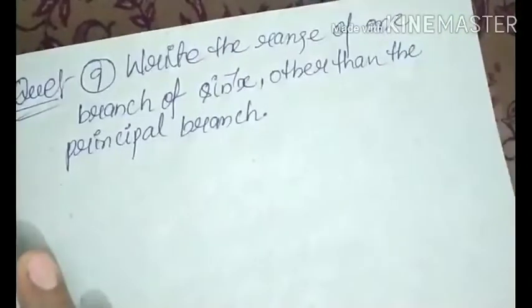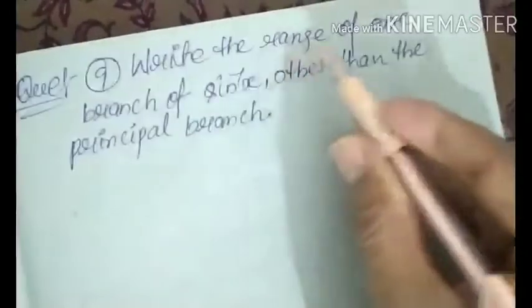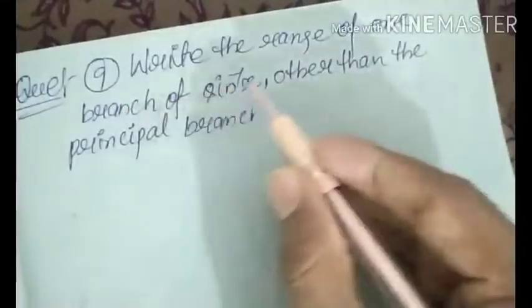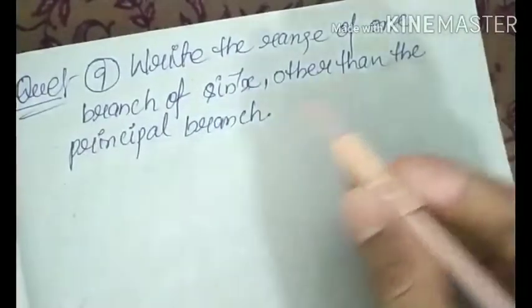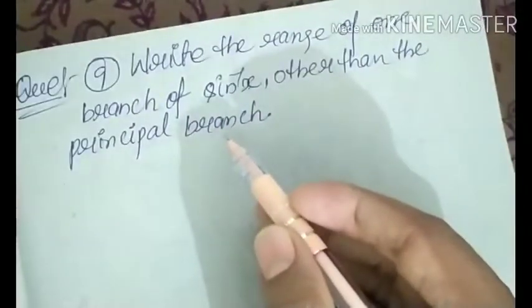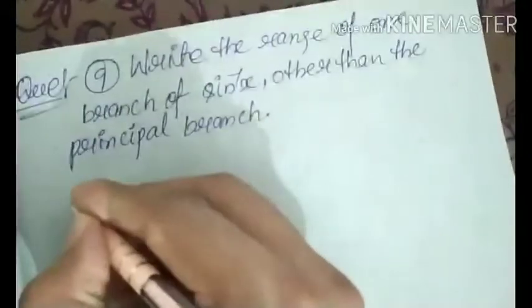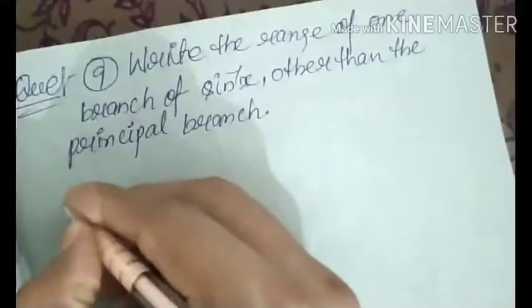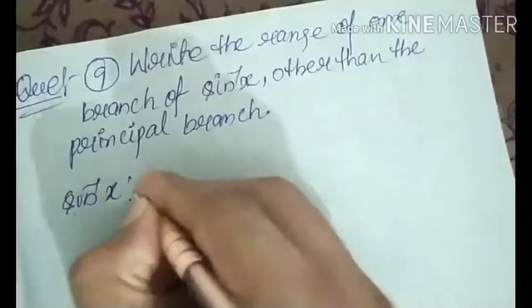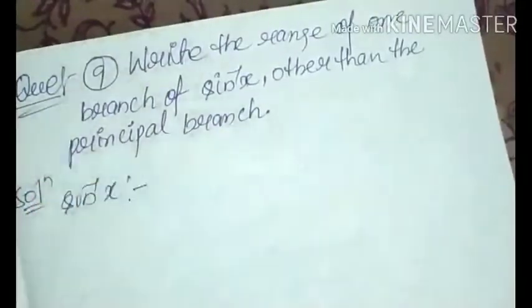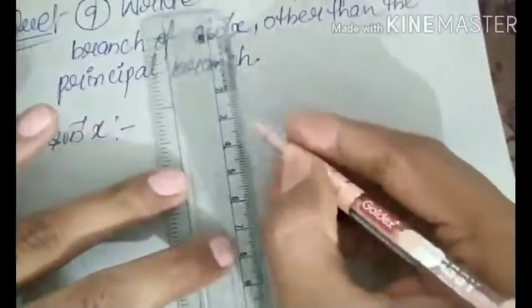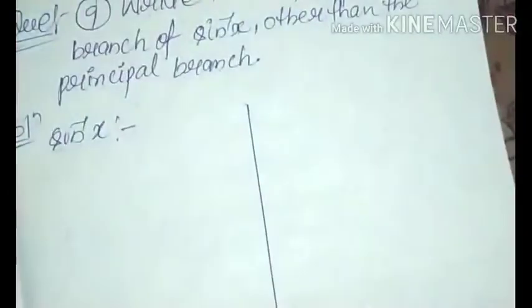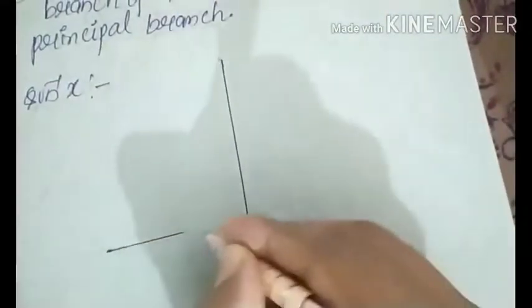Next question is question number 9. Write the range of one branch of sine inverse x other than the principal branch. First of all we have to draw the graph of sine inverse x. Solution. I'm going to draw the graph of sine inverse x quickly. It will be a rough sketch.